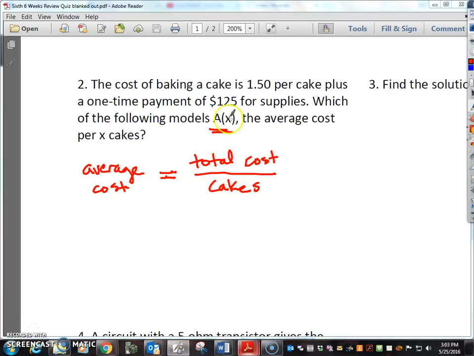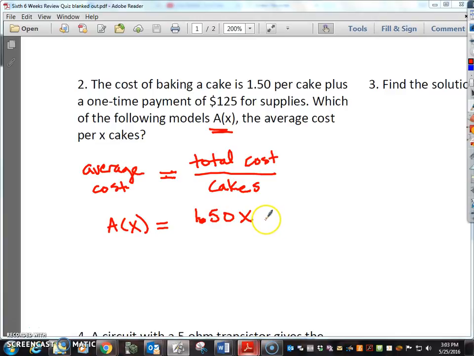So the average cost, it said it was A of X, right? A of X is going to equal, where's my cost going to come from? My cost is going to come from $150 per cake. So what is that going to look like? 150 times X, right? X is the cakes. If each cake is 150, then it's going to cost me 150x for X cakes.